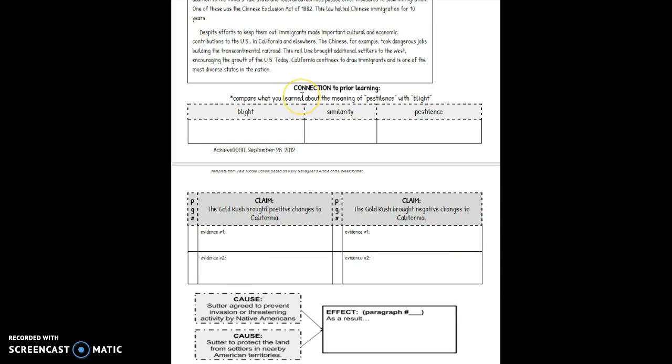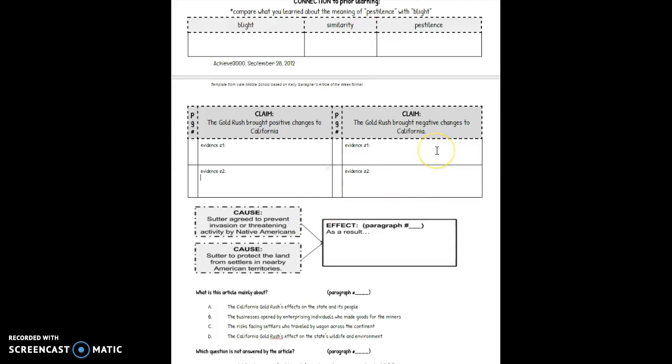So, there's a connection to prior learning. In the last reading that we did, we talked about a pestilence, and one of the words you should have defined in here is a blight. So I want you to show how are a blight and pestilence different, but how are they the same? We can also say that the gold rush brought positive changes and negative changes to California. So you're going to go back to the passage, find a paragraph number that has some supporting evidence showing how the gold rush was good for California, and 2 pieces of evidence that support how it was bad.